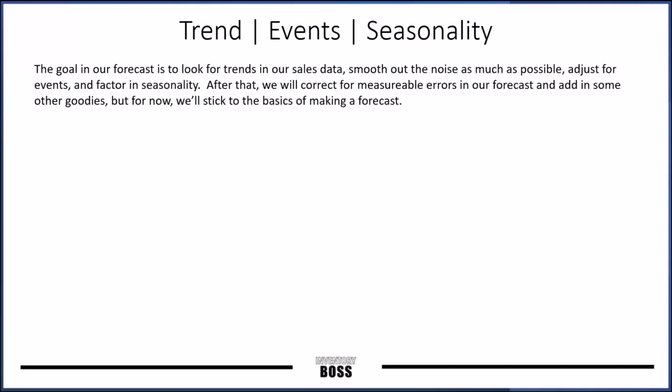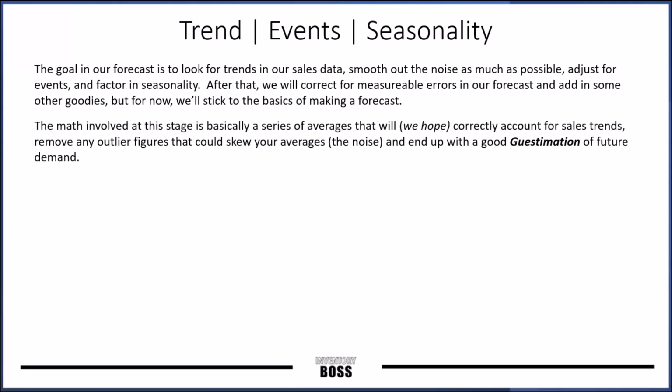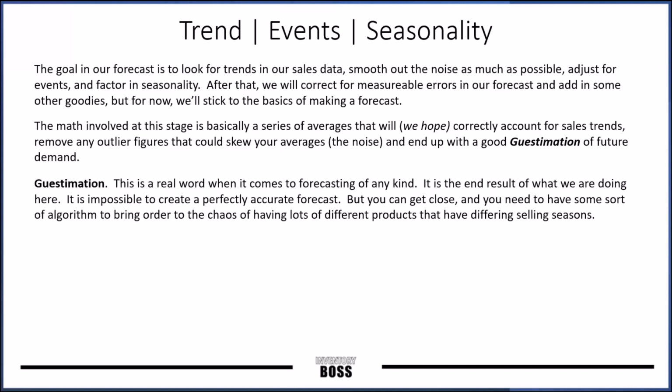And then add in some extra goodies that I'll talk about later. But for now, let's stick to the basics of making a simple forecast. The math involved at this stage is basically a series of averages that we hope will correctly account for sales trends. Remove any outlier figures that could skew our averages, the noise, and end up with a good guesstimation of future demand. And yes, I did say guesstimation because that's what we're dealing with.